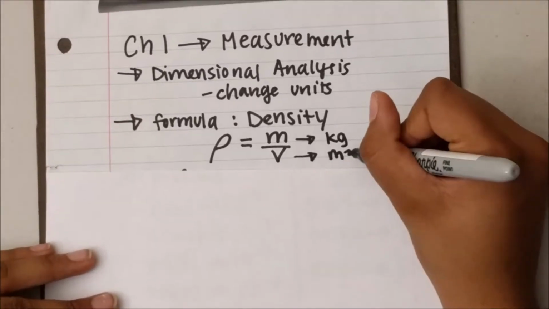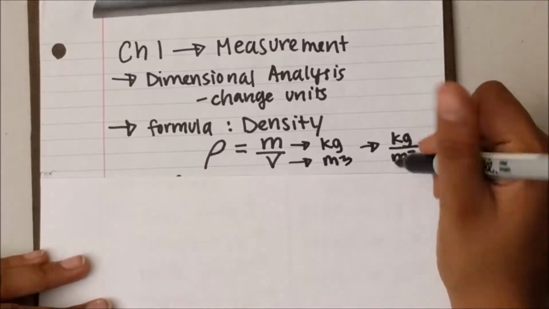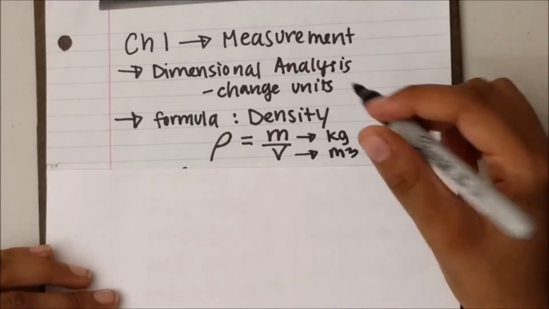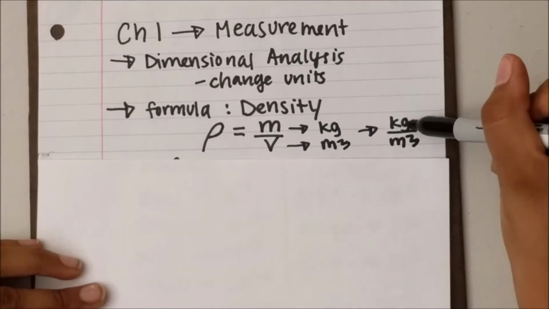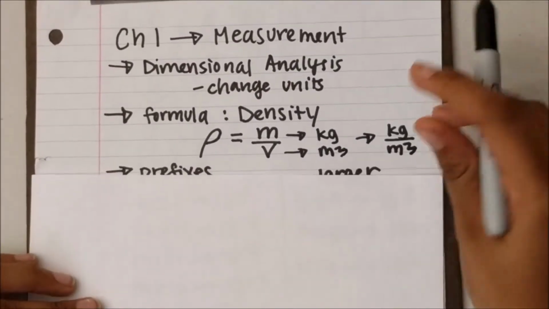Have to make a little correction here. Volume is actually meters cubed. So volume would be meters cubed, and the overall formula for density would be kilograms per meters cubed.